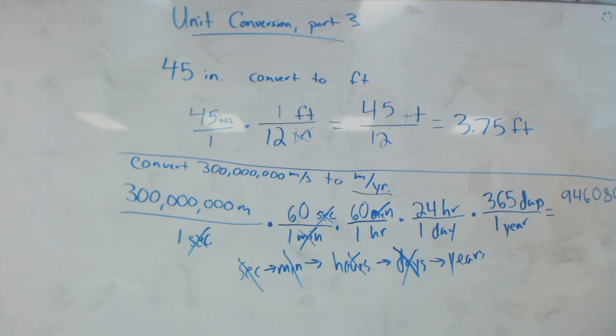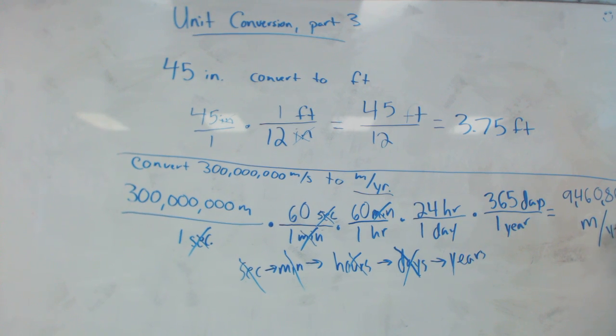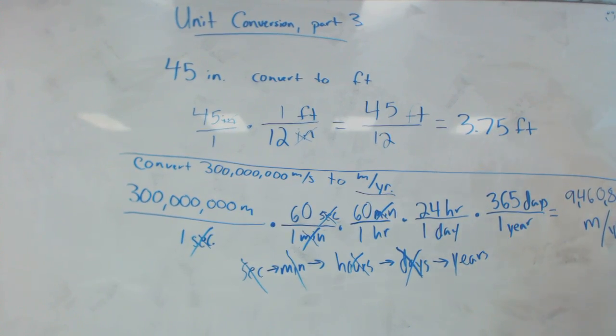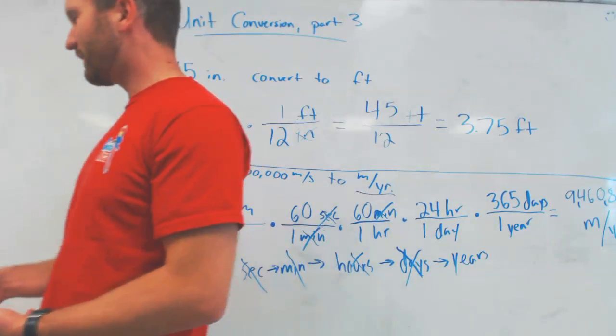Now we could try to figure out what number this is. 1, 2, 3, 1, 2, 3, and so on. So we've got thousands, millions, billions, trillions, quadrillions. So this is 9 quadrillion, 460 trillion, 800 billion meters per year. This is a light year, unless I messed something up, which I don't think I did. Right? That's a light year.